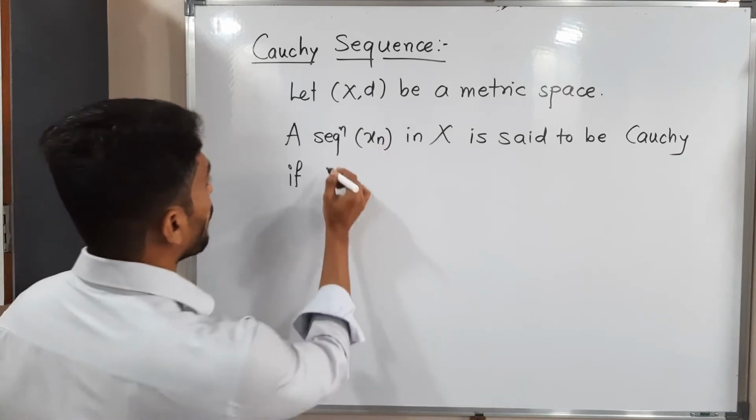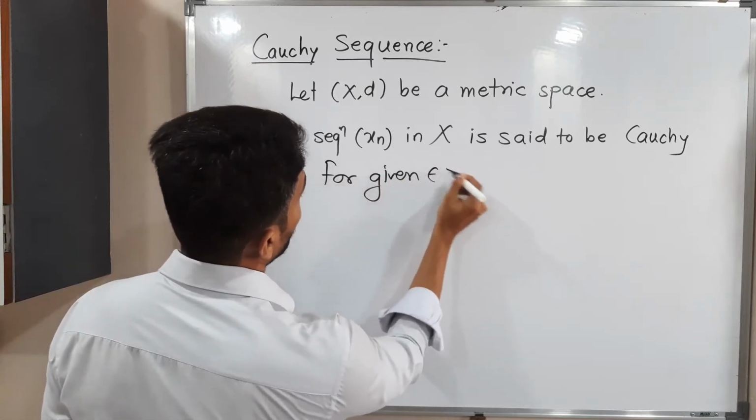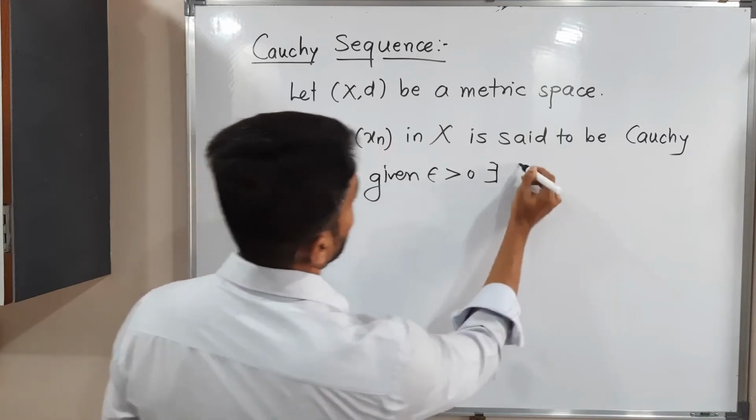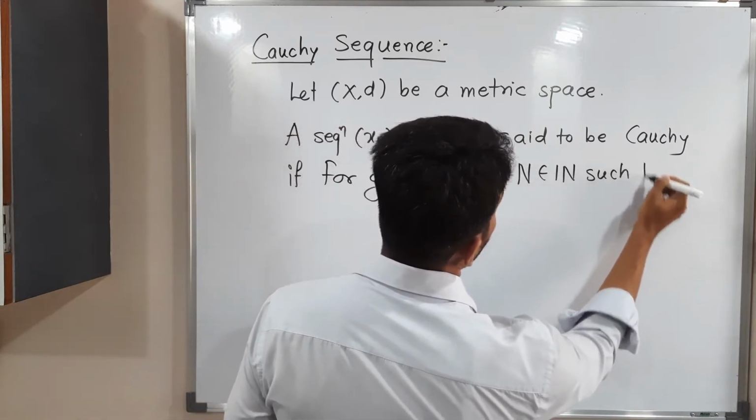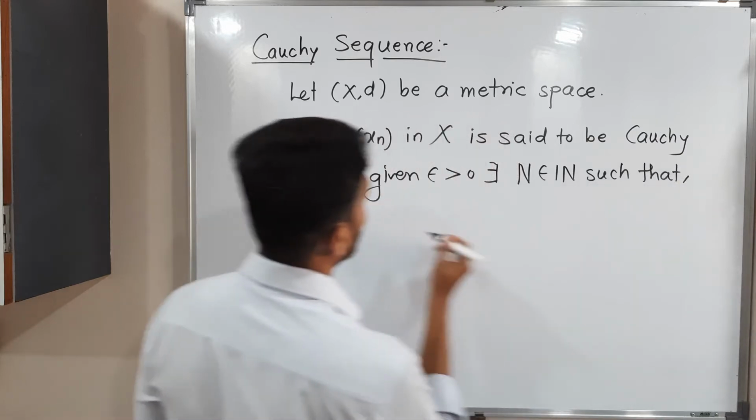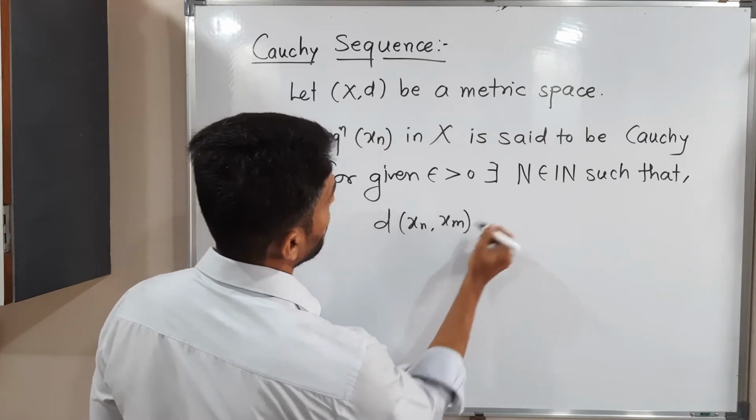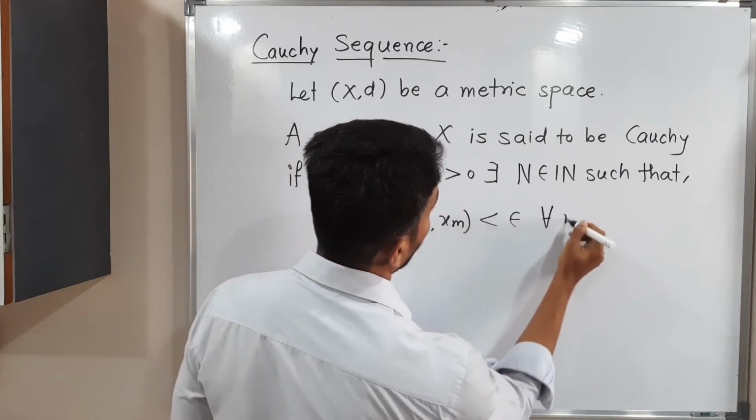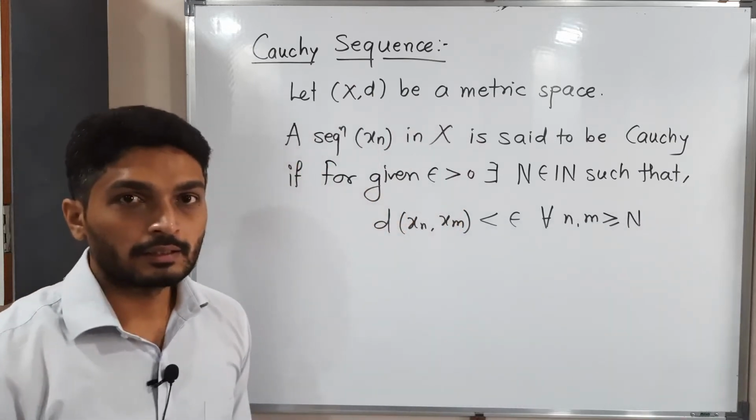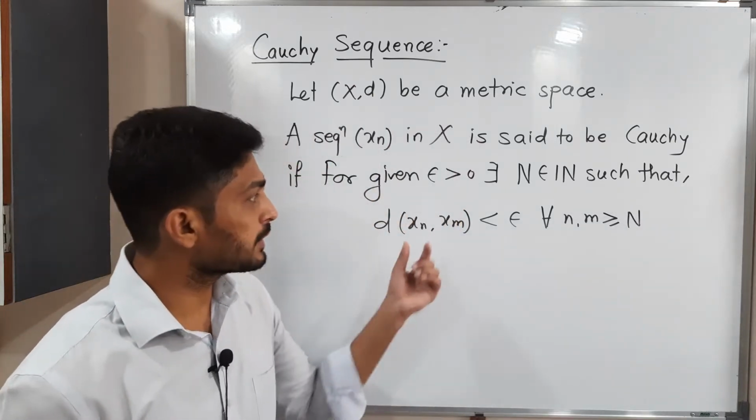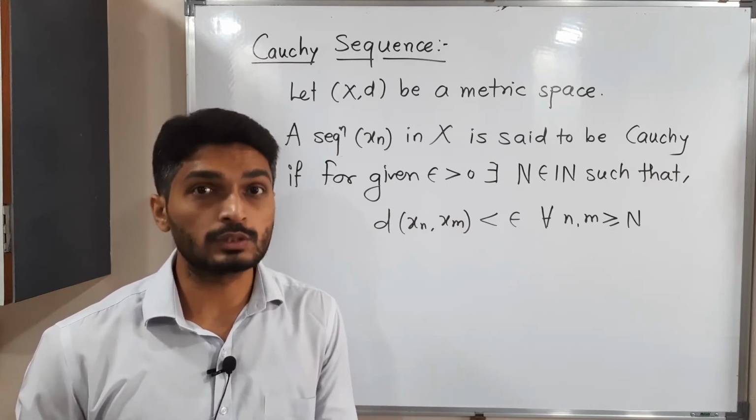What is it? For a given epsilon greater than 0, there exists a capital N belonging to the set of natural numbers such that d of xn, xm is less than epsilon for all n, m greater than or equal to capital N. That means the distance between two terms of the sequence is less than epsilon. That means it is reducing.